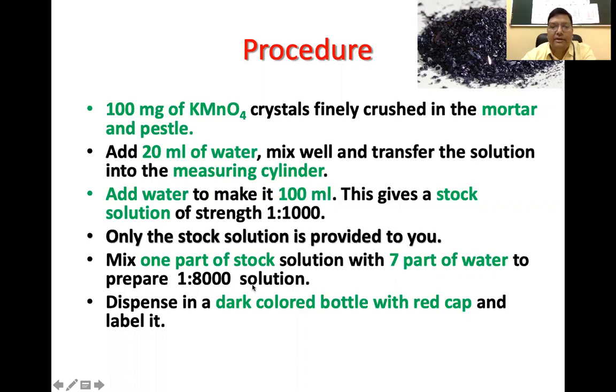If I say prepare 1:5,000 solution of Condy's lotion, you will take one part of the stock solution and add 4 parts of water. You will get 1:5,000 solution. And similarly, if I say 1:7,000 solution of Condy's lotion, you will take one part of stock solution and add 6 parts of water. That will give you 1:7,000 solution. And you have to dispense this in a dark colored bottle with red cap and label it.